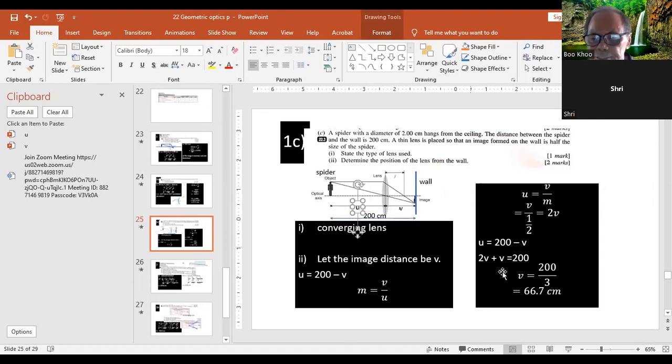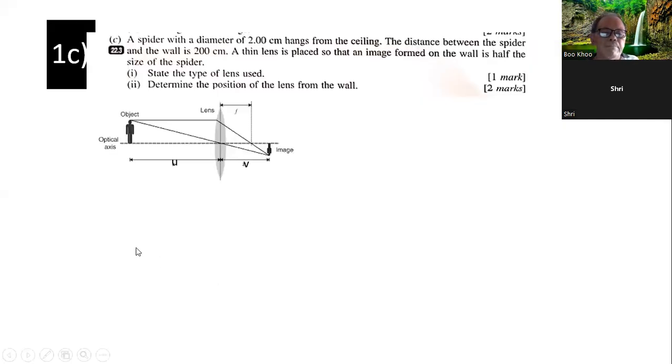That's your U. That's all. Teacher, converging lens means it's convex lens, right? Converging is convex, yeah, you're right. Okay.